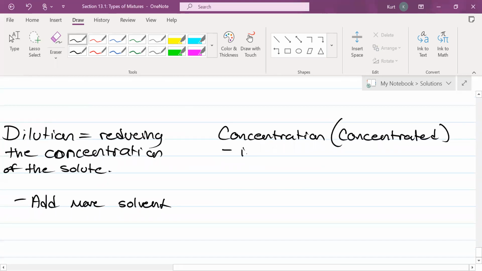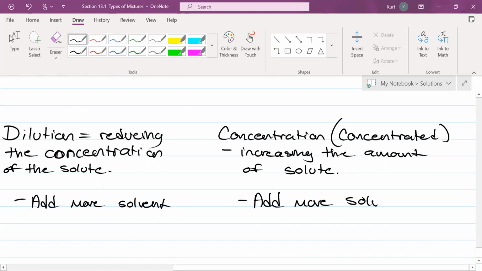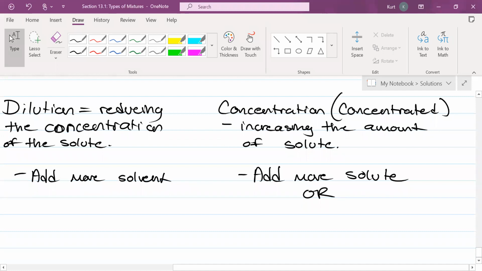This is increasing the amount of solute. Now, there's a couple ways you can do this. Can you tell me what they are? Jade? Adding more what? You can add more solute. Or what else could you do? Yes, Arshawn. Take out solvent.